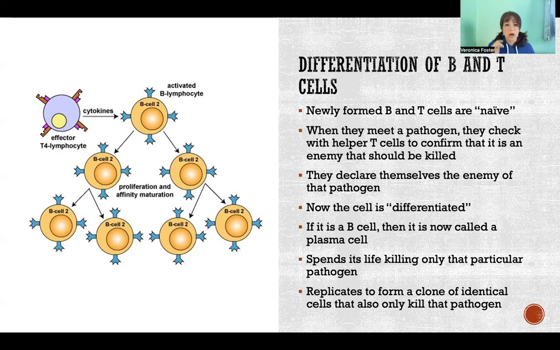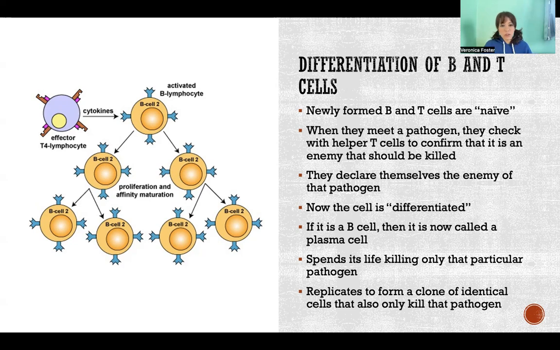So the helper T cells are going to confirm, yes, this is a bad thing, we should destroy it. Or it's going to say, no, leave that alone. That's part of the pancreas or whatever it might be. The helper Ts are there to help the B and T cells determine whether something is actually foreign and dangerous, or whether it's like strawberries and we should just be okay with it, or it's part of our own body.